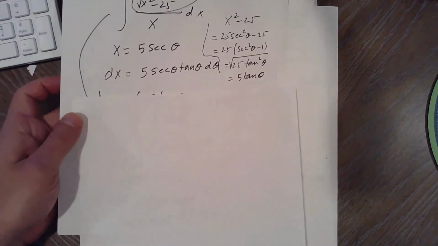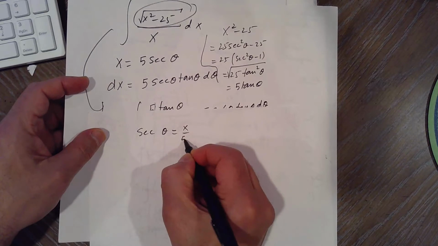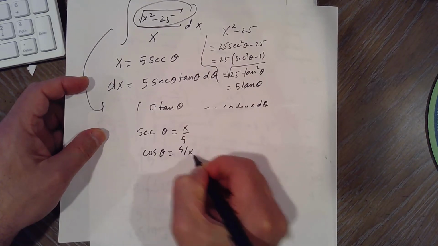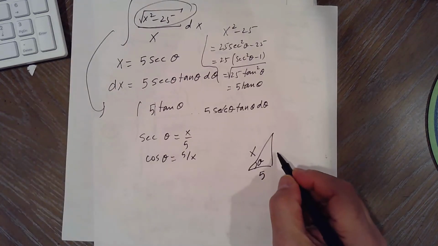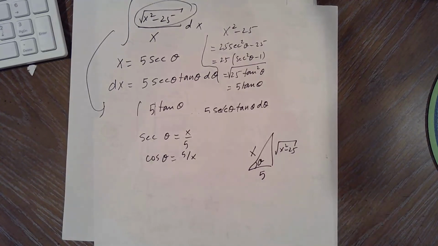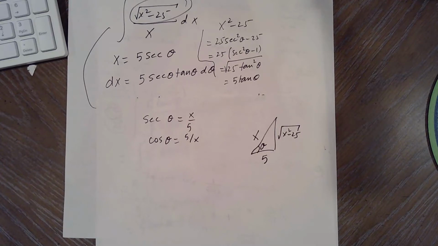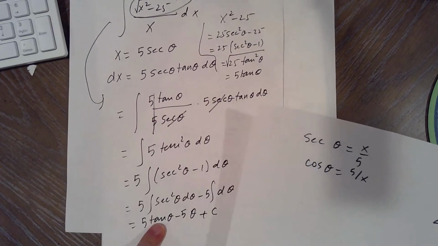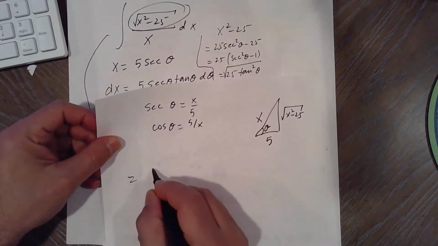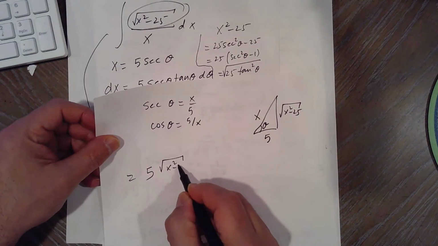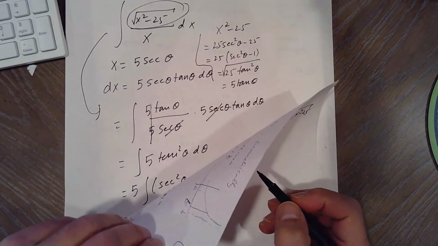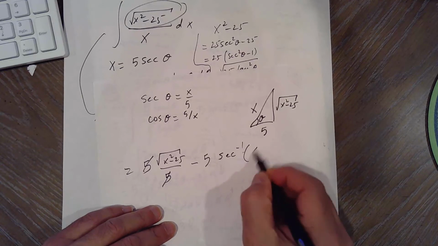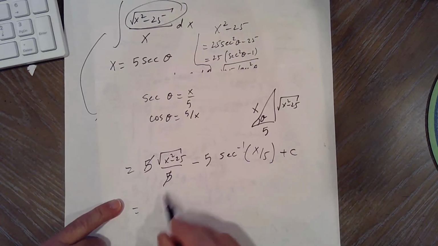And now we're going to change that again, since secant is x over 5, so cosine is the reciprocal of secant, 5 over x, so we do our triangle, adjacent over hypotenuse. So this would be square root of x squared minus 25 using the Pythagorean theorem. So now we need two things. We need tangent, which is opposite over adjacent. So square root of x squared minus 25 over 5. And then we need theta. Theta is secant inverse of x over 5. Let's see. So that is the answer.